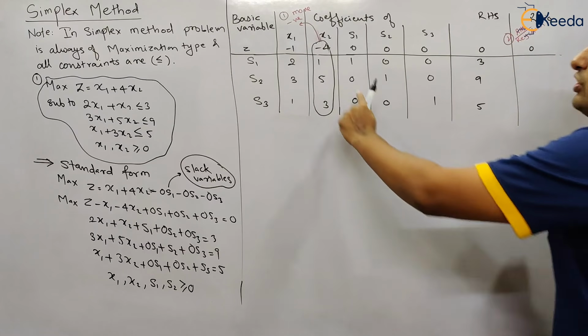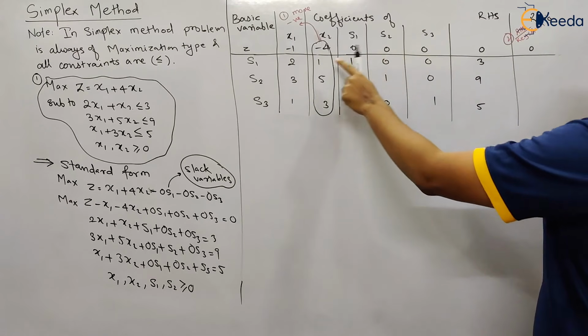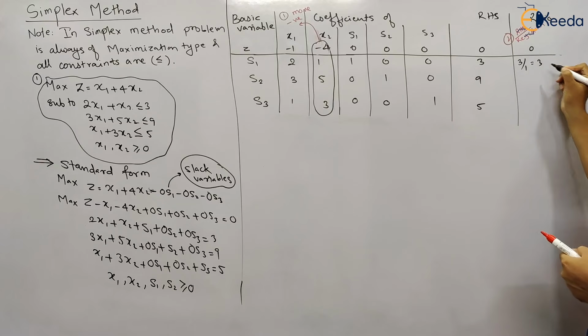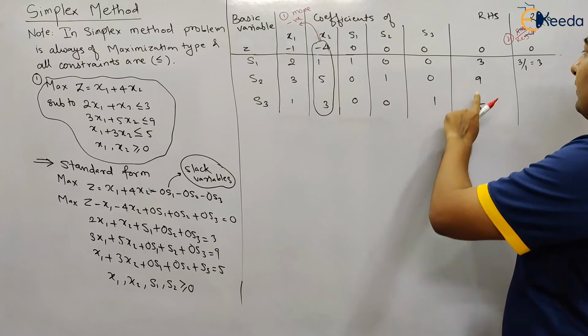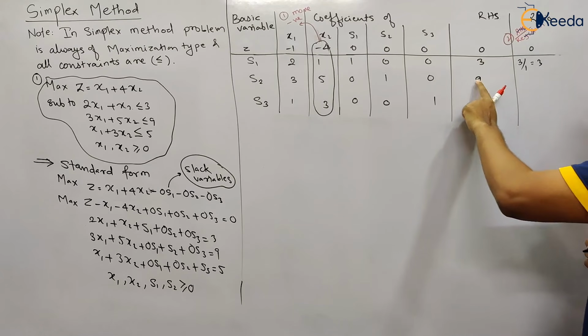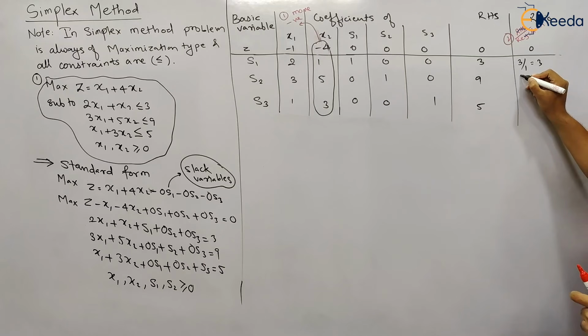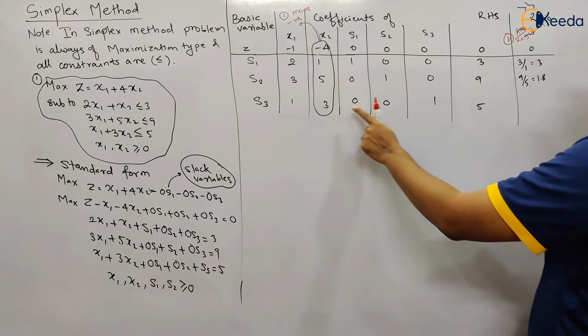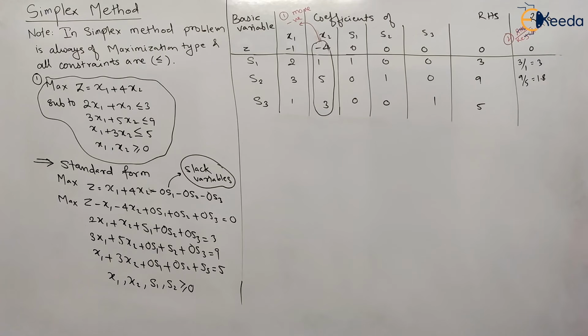This is your step number 2. This is called key column. 3 divided by 1, so that is 3. Next, RHS upon key column. 9 divided by 5. Calculation, you have to do it very carefully. 9 divided by 5 is 1.8, and 5 divided by 3 is 1.67.